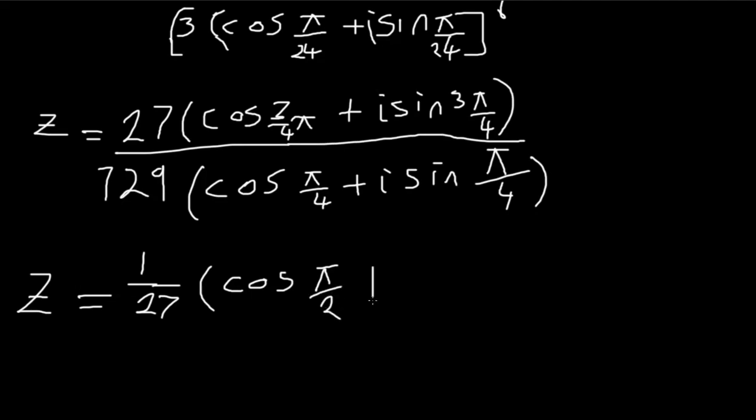Then plus i. The same applies to this second part here. You subtract the angles, 3 pi over 4 minus pi over 4, which gives you 2 pi over 4, which hence gives you again pi over 2 as your argument there. So this is your final answer.